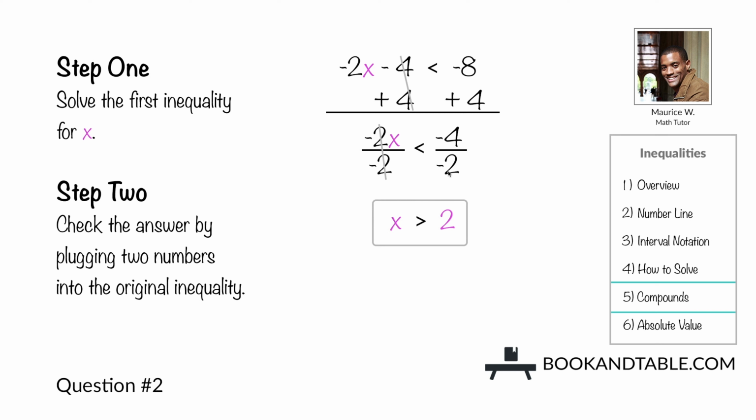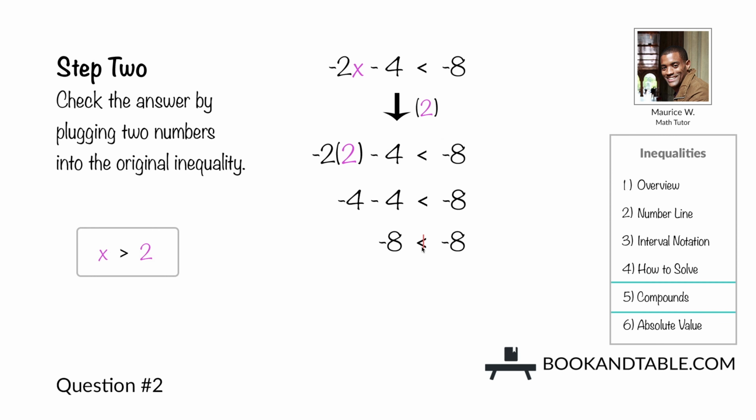And since we are dividing by a negative number, we reverse the sign in the middle from less than to greater than. So the answer to the first inequality in question number 2 is x is greater than 2. And then we check the answer by plugging two numbers into the original inequality.